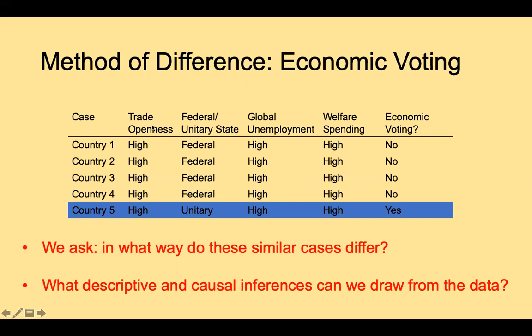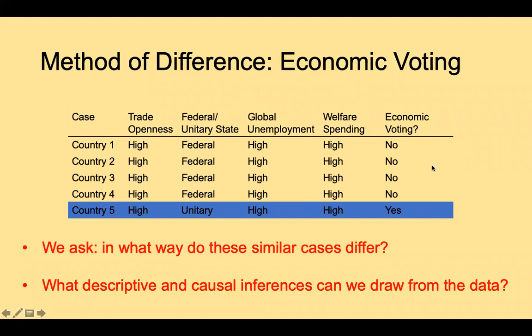You see the variables of trade openness, federal versus unitary state, global unemployment, welfare spending, and then the outcome, economic voting. And you see that only in one case, country 5, did economic voting take place. In all other cases, it did not take place. And I've made country 5 blue so that we can distinguish between the positive and the negative cases.